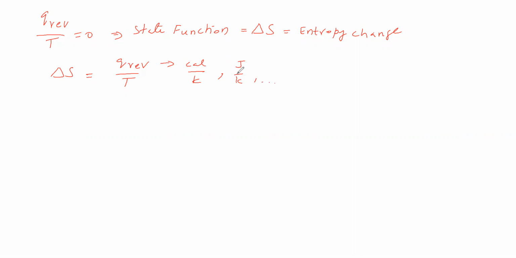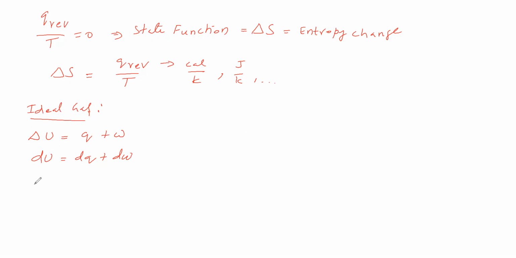Okay, next we will find delta S for an ideal gas in terms of temperature and volume. Now we will take the first law of thermodynamics. Its mathematical form is delta U is equal to Q plus W. For infinitesimal change, we can say dU is equal to dq plus dw.